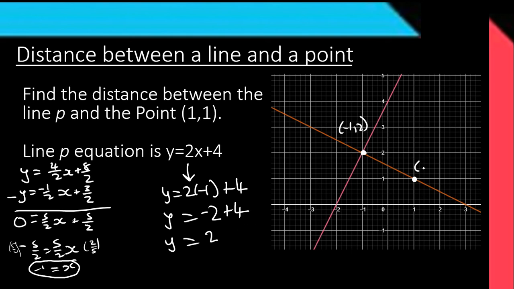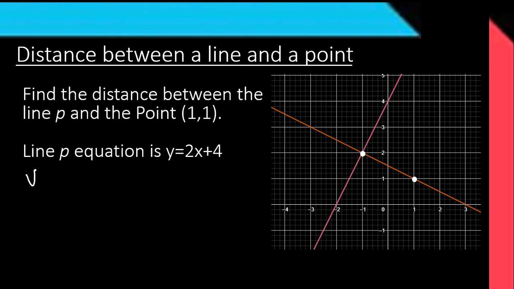So now I know my 2 points. I have 1 and 1 and negative 1 and 2. I can put this into the distance formula. So we're going to have the square root of x2 minus x1 squared plus y2 minus y1 squared. So I'm going to put my 2 points in.